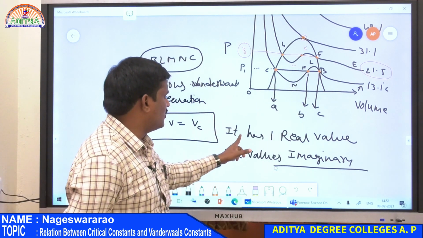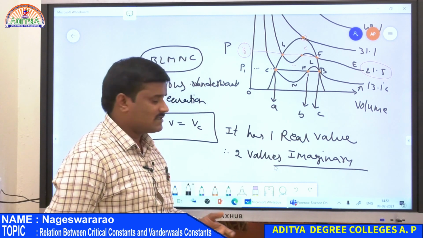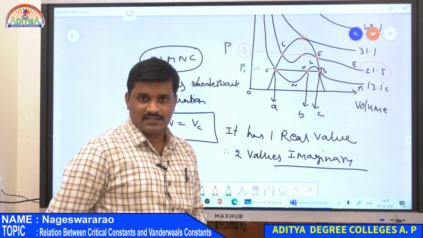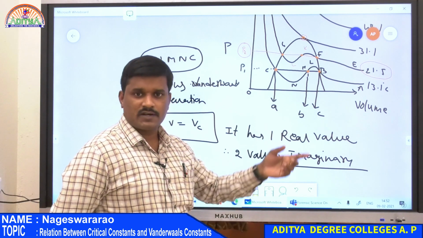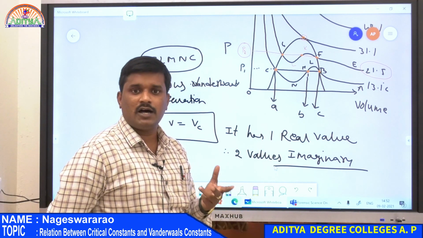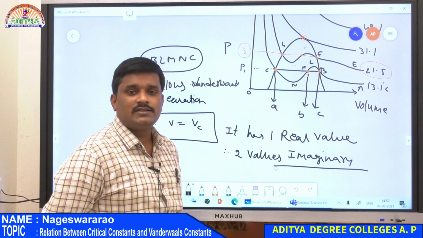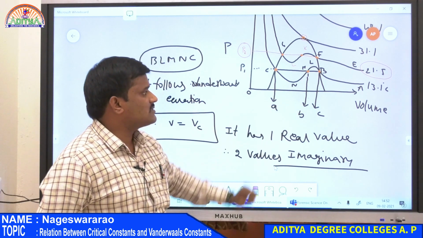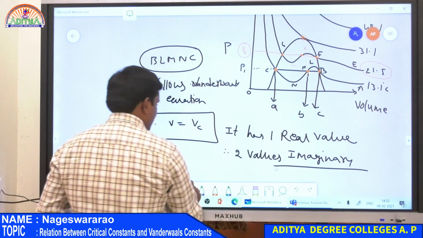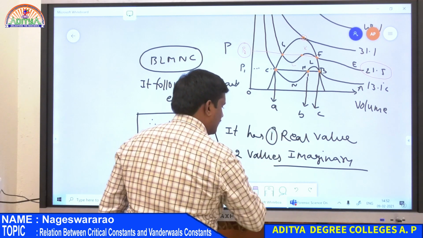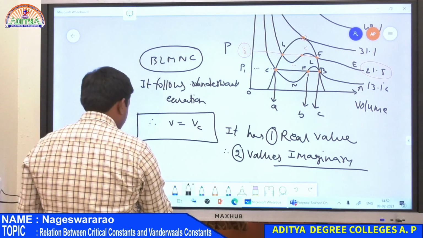Therefore, every gas has only one real volume, that is the value of volume of the gas, and the remaining two values are imaginary. These are only observed in the case of temperature below its critical value. For CO2 critical temperature is 31, therefore we observed the two real values. So these are the two real volumes, both observed at 13.1 degrees centigrade as well as 21.5 degrees centigrade. So finally every gas has three volumes, one should be real and the remaining two should be imaginary. Now V is equal to Vc.